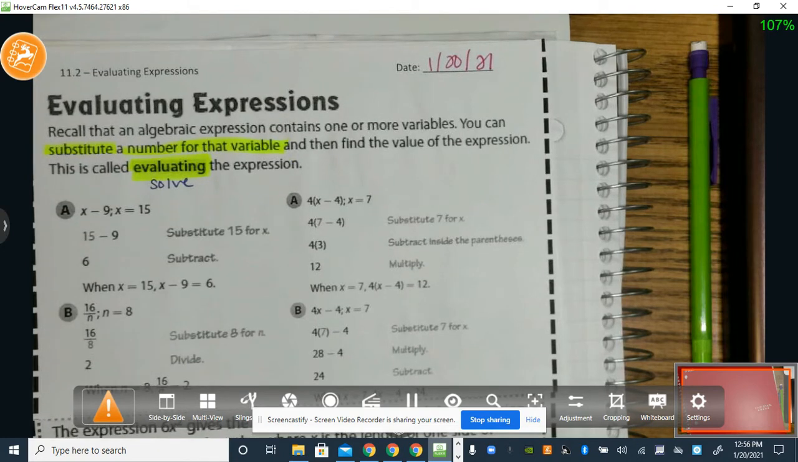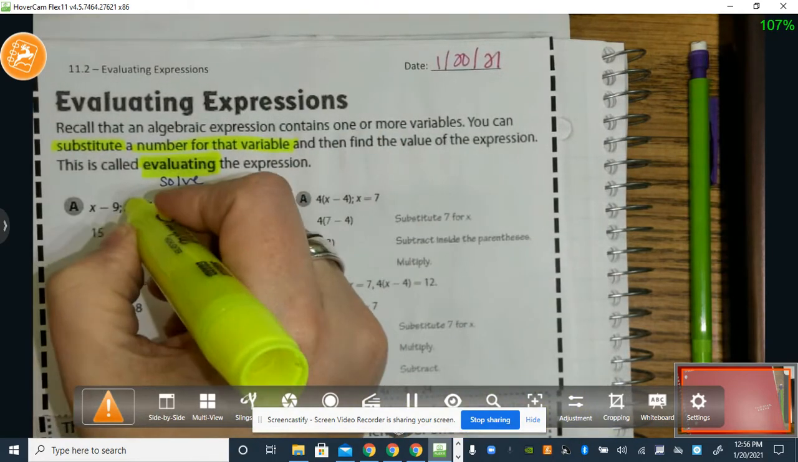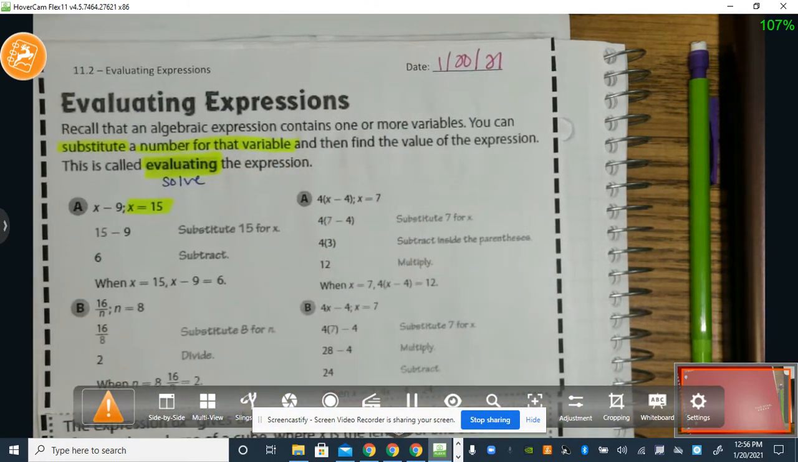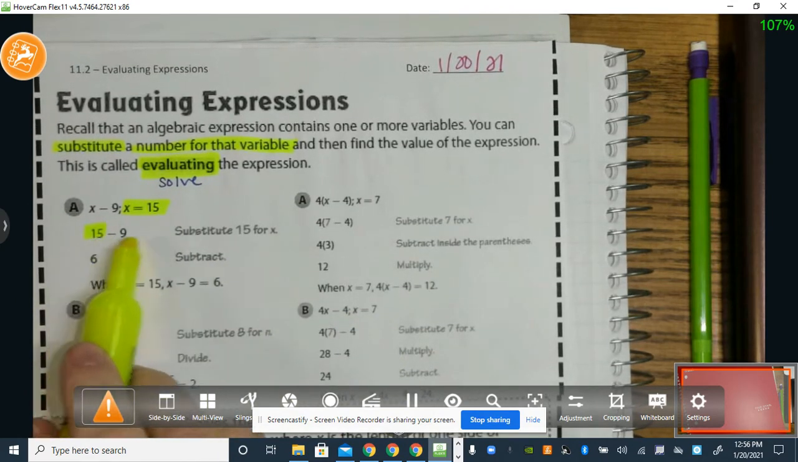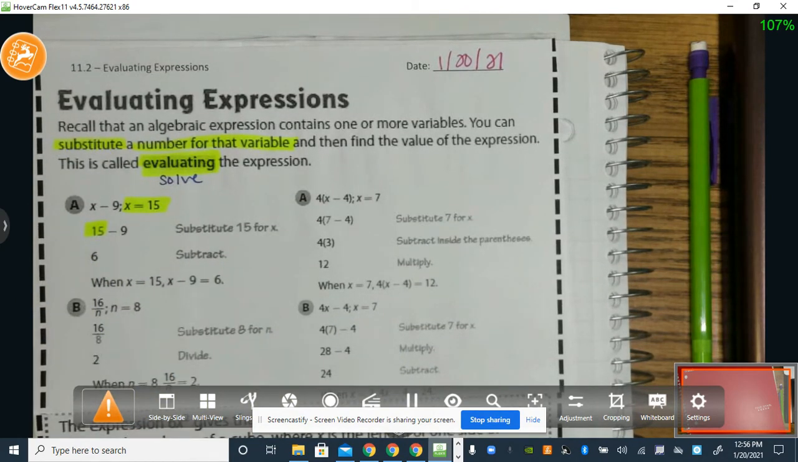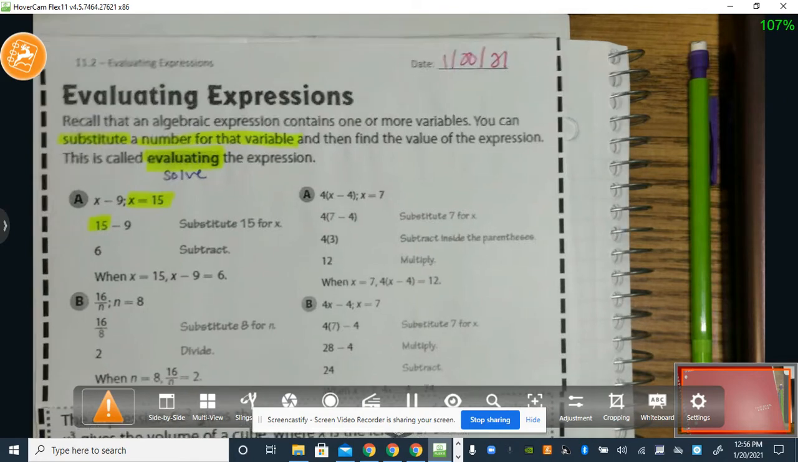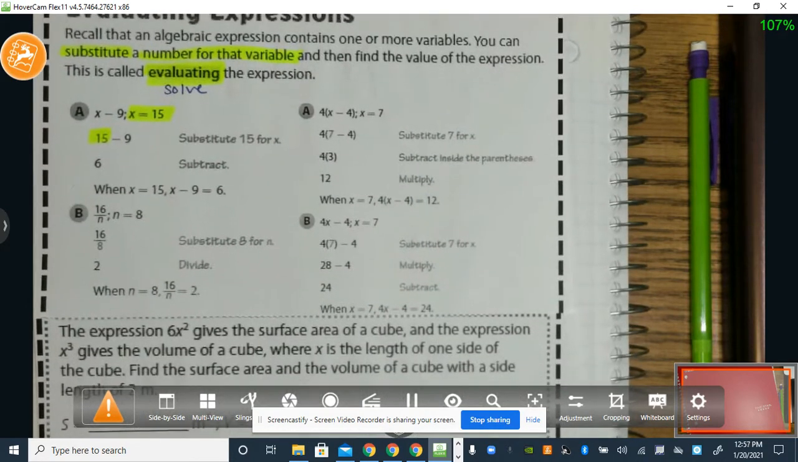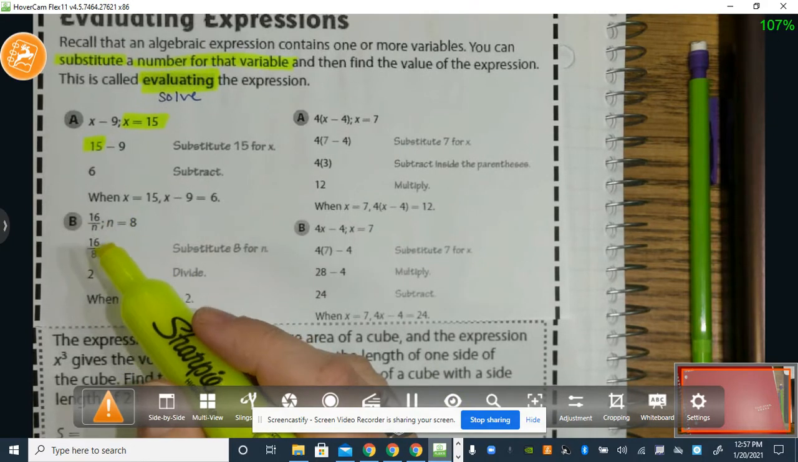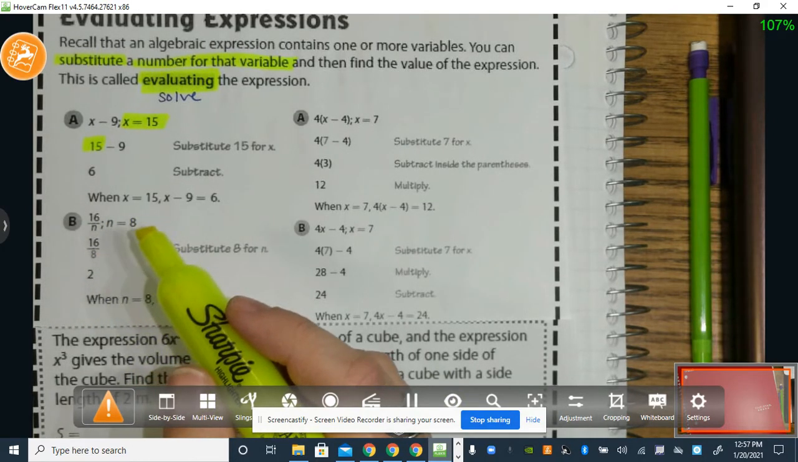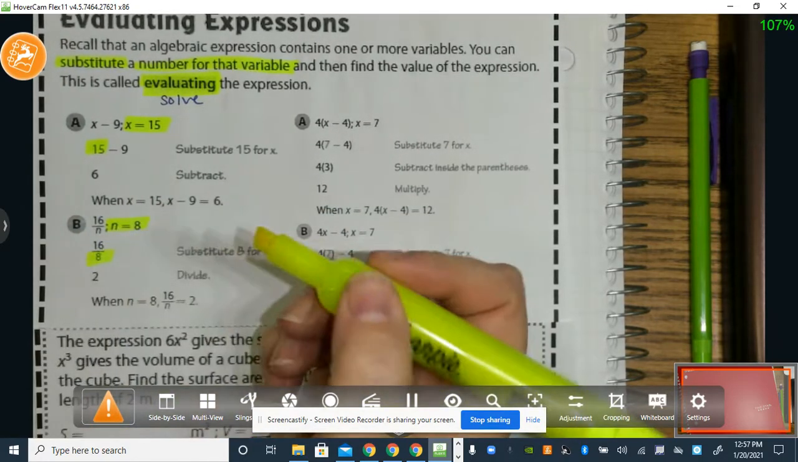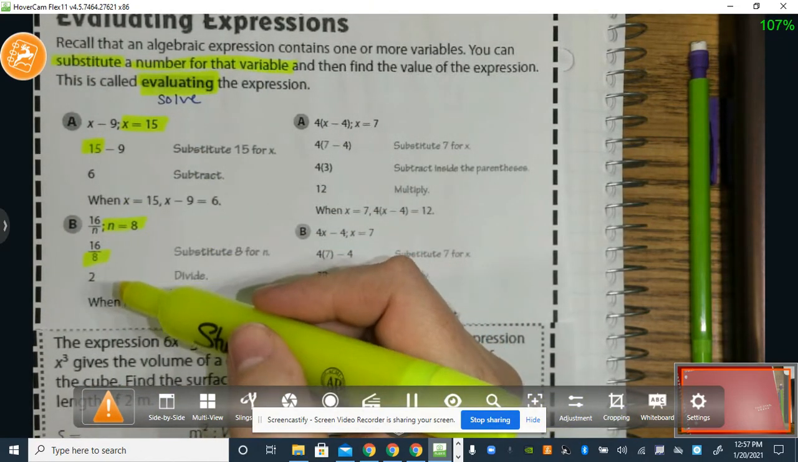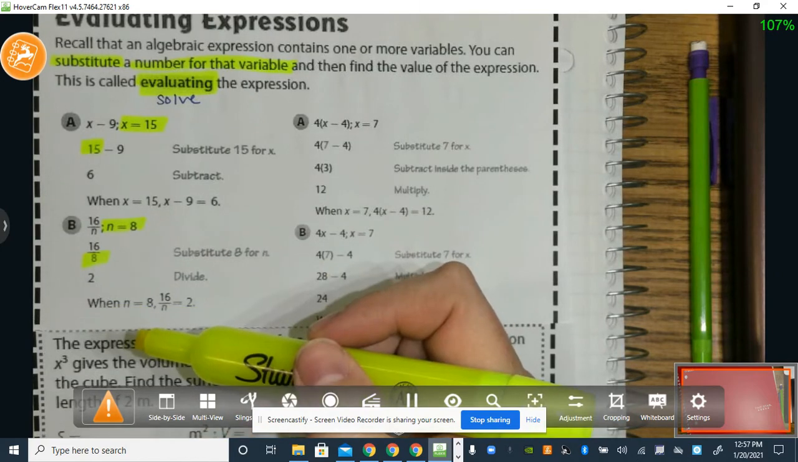So the first one here is x minus 9 if x is 15. They're going to give you the number 15 that they want you to put in for x. You substituted 15 there, and then you solve. So 15 minus 9 gives me 6. So my answer there would be 6. I'm going to go down to the bottom one. So 16 divided by n, when n is 8. I'm going to take this 8, and I'm substituting it where I see n. So 16 divided by 8 gives me 2. So my answer would be 2.